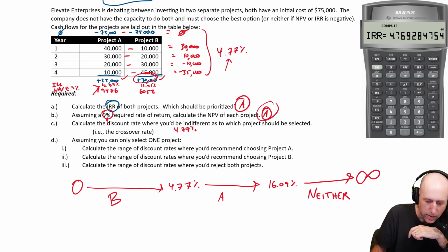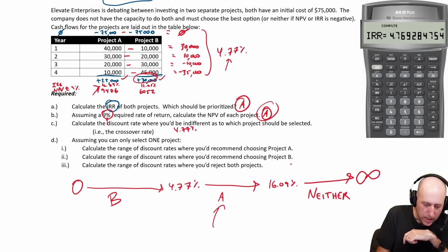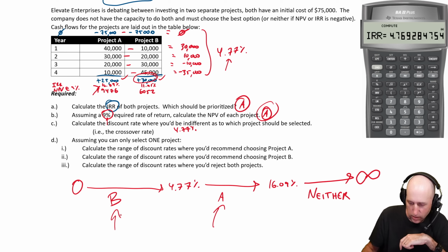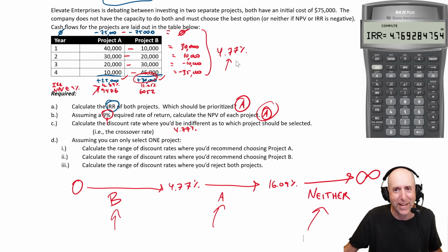D says, calculate the range of discount rates where you choose Project A. There it is, 4.77 to 16.09. Where would you choose Project B? Everything up to 4.77. And where would you choose neither or reject both? Anything above 16.09%. We've done it. We've made it to the end.